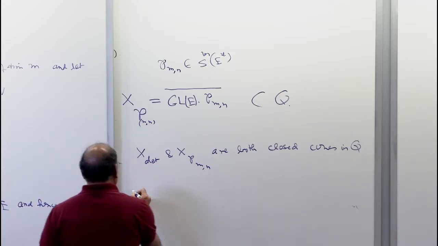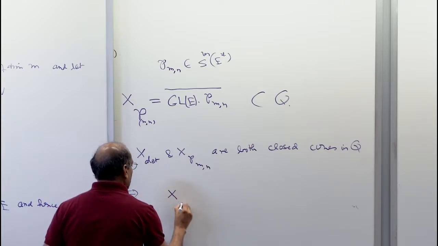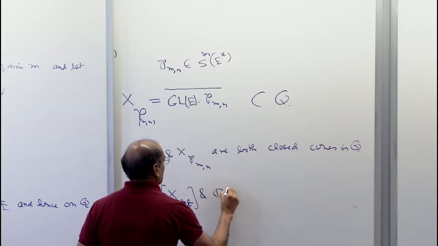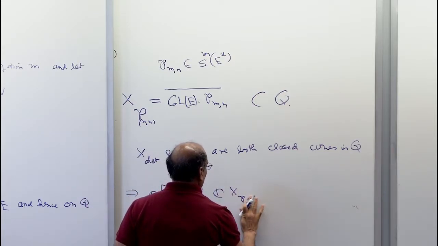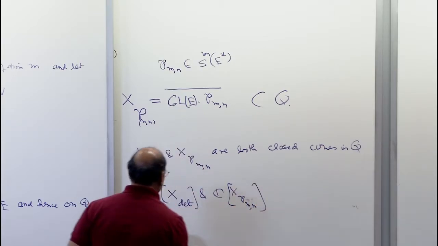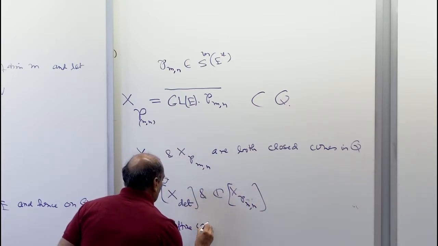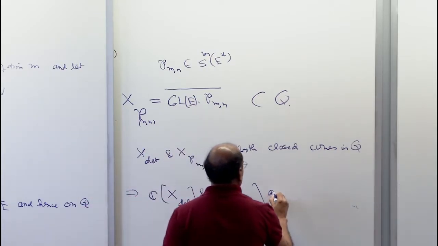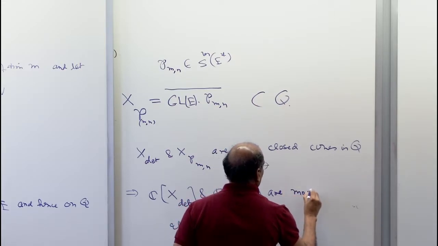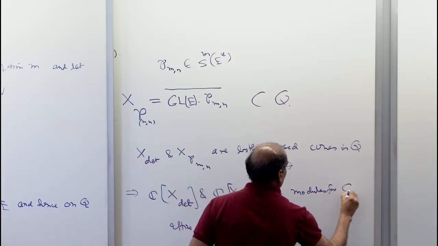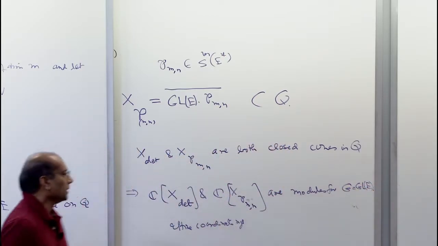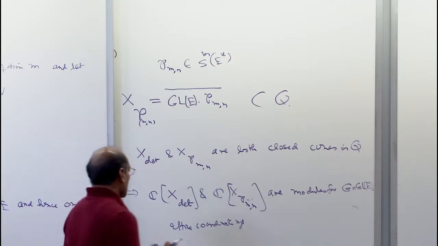So in particular, this implies that if I take the affine coordinate ring, so this is the affine coordinate ring, these are modules for the group GL(E), which I'm just going to call G. So these are modules.